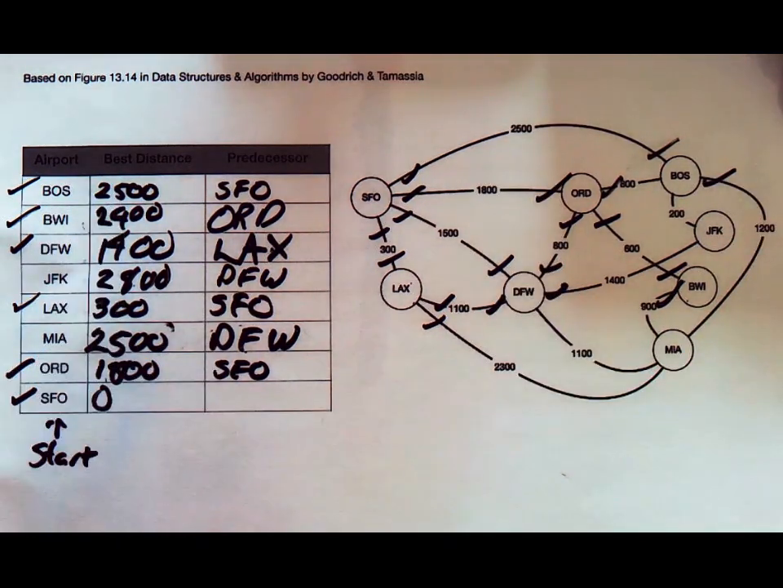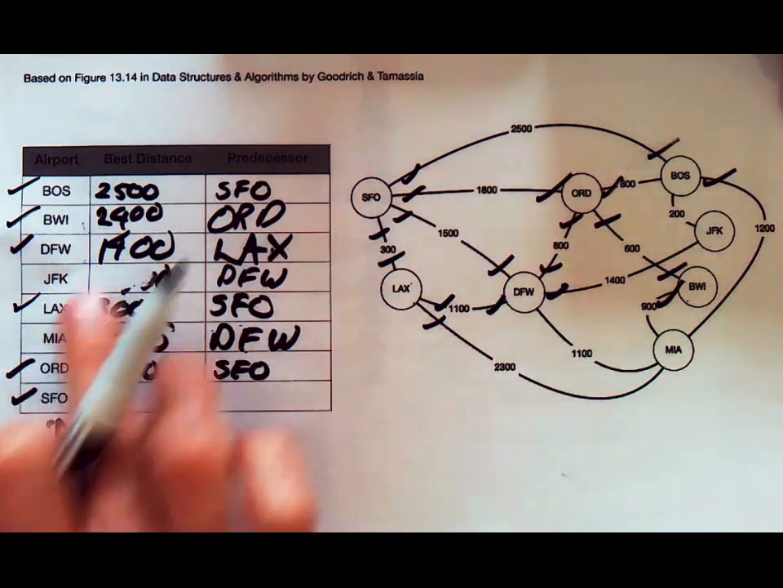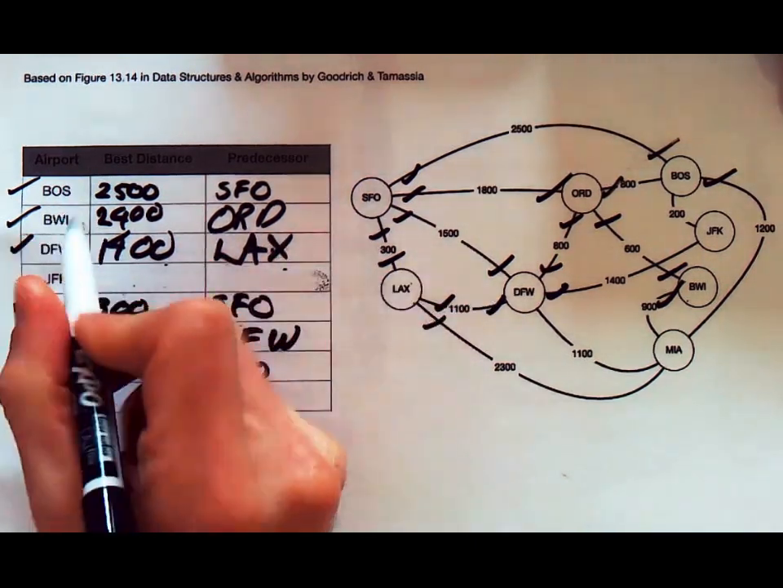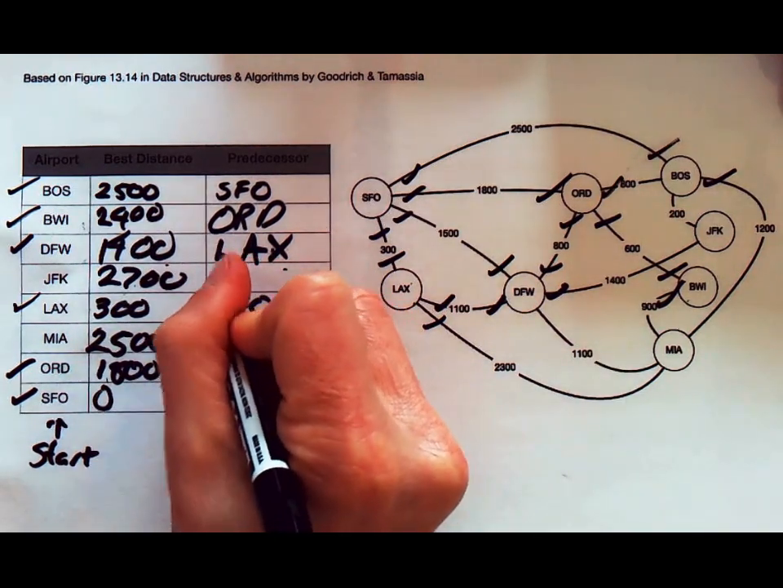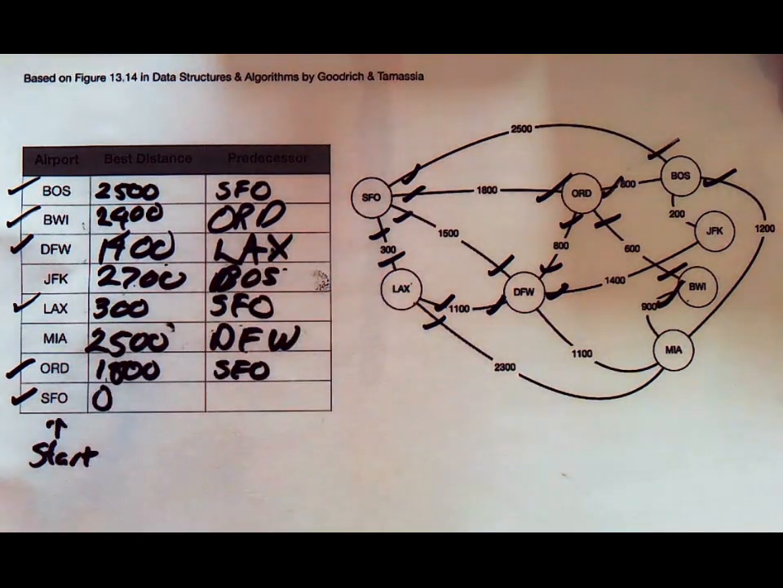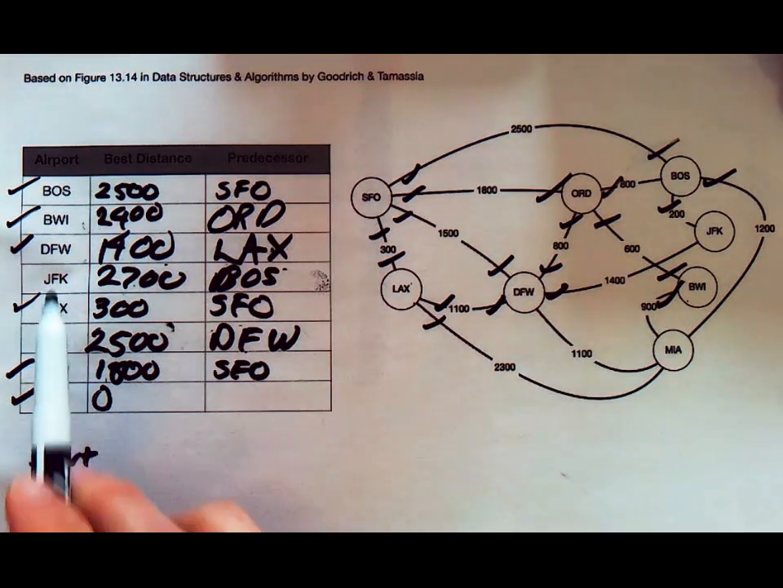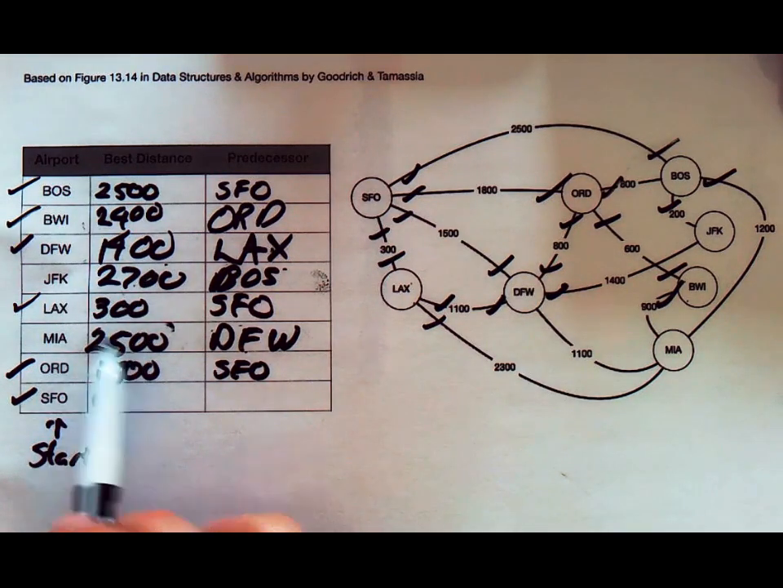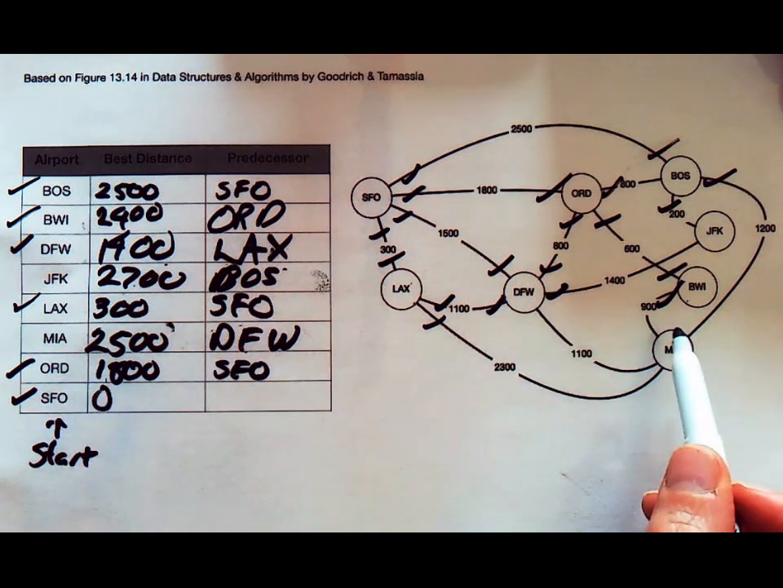Another 200 miles to get to JFK. That would put us to a total of 2,700 to get to JFK. Oh, that's a bit better. So we'll go ahead and update JFK here. So if we go through Boston, it takes us a total of 2,700 miles. Okay, so we're now done processing Boston. Now we've got both JFK and Miami.